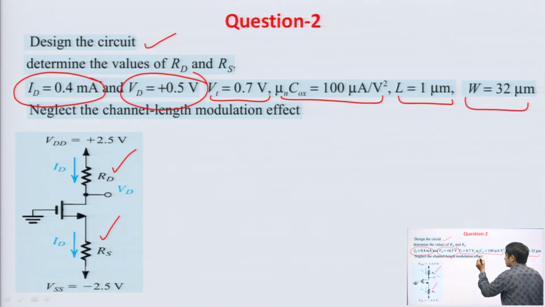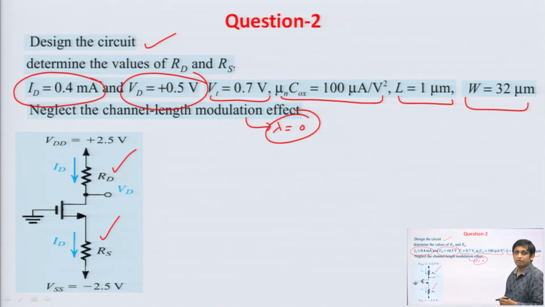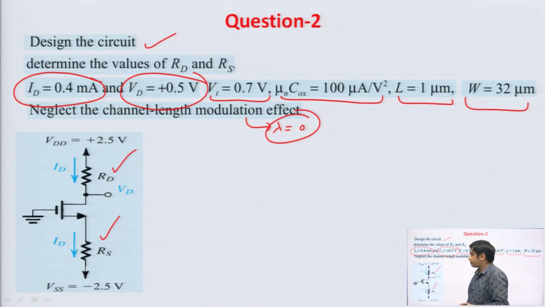If we are neglecting the channel length modulation effect, it means that lambda is equal to 0. Now, just see how we find out the region of operation. From the circuit, just write down a few things at the starting when you start doing problems based on circuits. It is a better way to write in your copy. When you write, then things will be more clear.